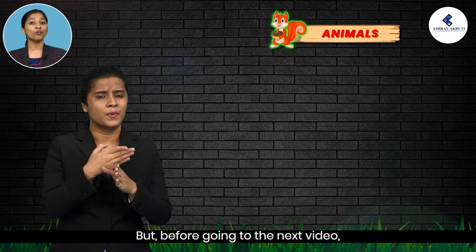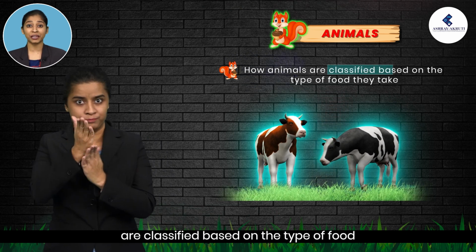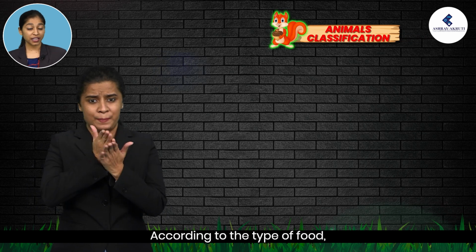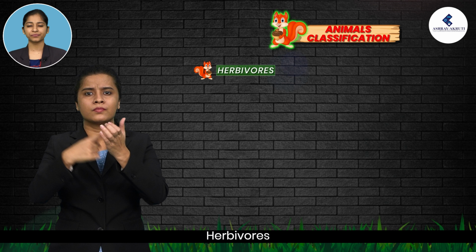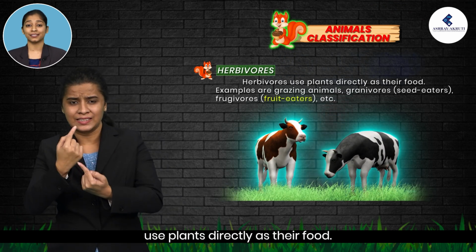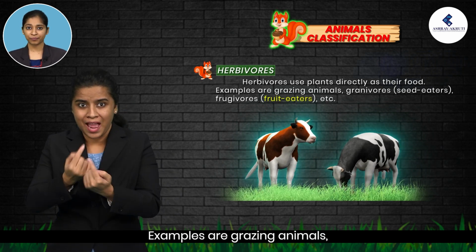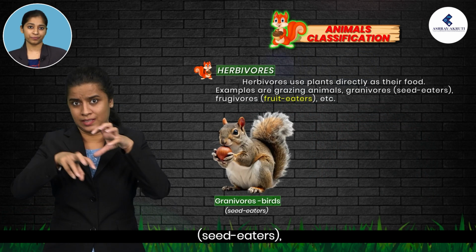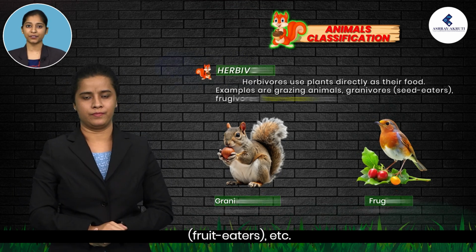But before going to the next video, you should know how animals are classified based on the types of food they take. According to the type of food, animals can be classified as herbivores. Herbivores use plants directly as their food. Examples are grazing animals, granivores, seed eaters, frugivores, fruit eaters, etc.